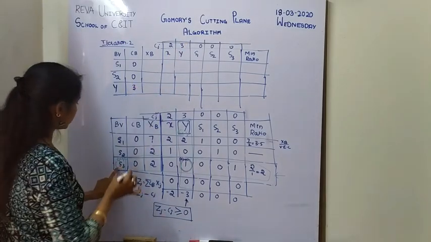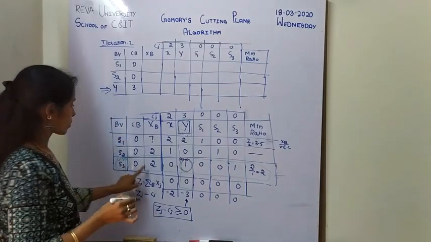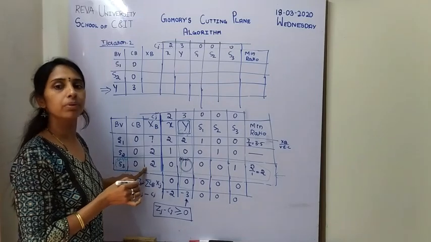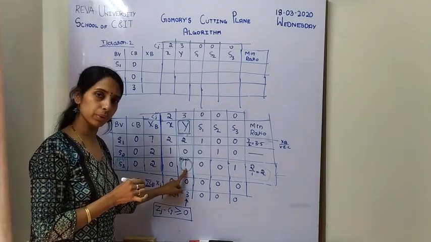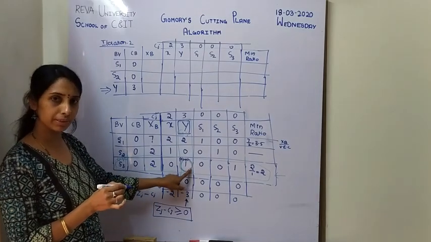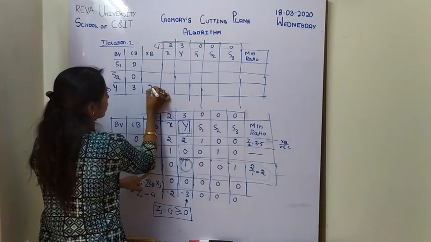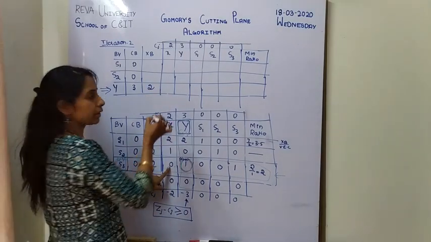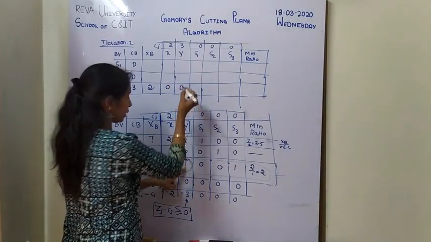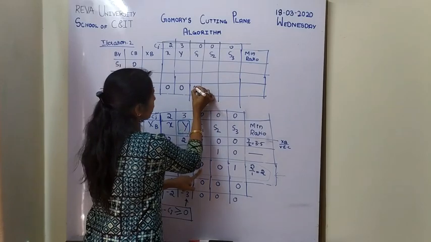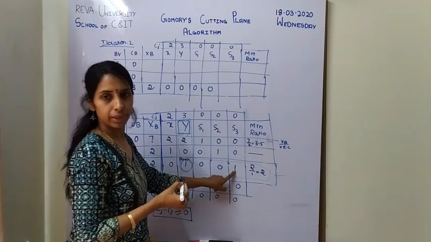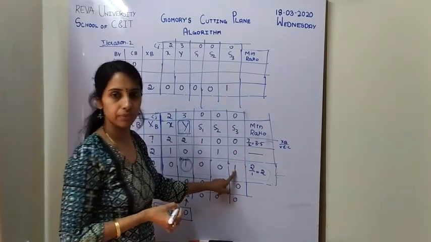Now this is our new row. To find the new row, the formula is the old value divided by your pivot value. So what is the old value here? 2 divided by pivot 1, so 2 divided by 1 is 2. 0 divided by pivot is 0. 1 divided by 1 is 1. 0 divided by 1 is 0. 0 divided by 1 is 0. 1 divided by 1 is 1 itself.